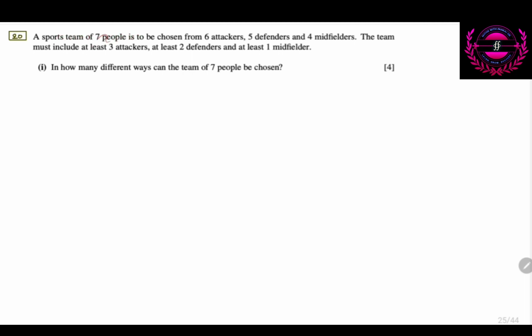A sports team of 7 people is to be chosen out of 6 attackers, 5 defenders, and 4 midfielders. The team must include at least 3 attackers, at least 2 defenders, and at least 1 midfielder. So in total, we have 6 attackers, 5 defenders, and 4 midfielders. And we need at least 3 attackers, at least 2 defenders. For a team of 7 people, I need at least 3 plus 2, 5, and 2 midfielders.